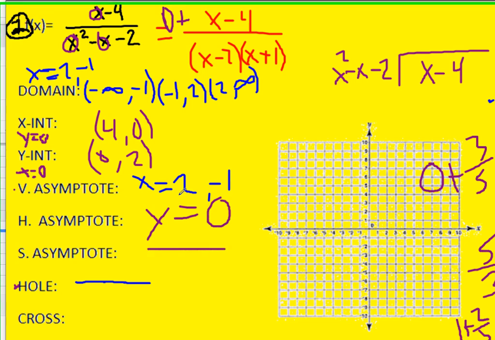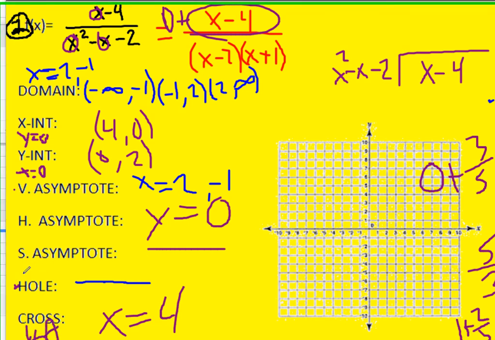It's a number, so it's horizontal and not slant. And then here's where the tricky part of this can come in. You cross your horizontal asymptote when the remainder equals 0. Well, your remainder equals 0. This is the remainder, technically. So you have to cross at x equals 4. Is where you cross your horizontal asymptote.